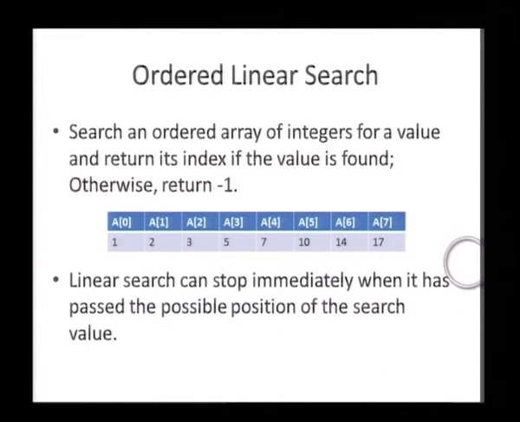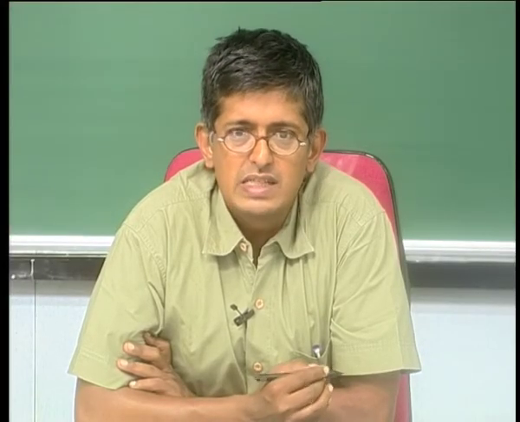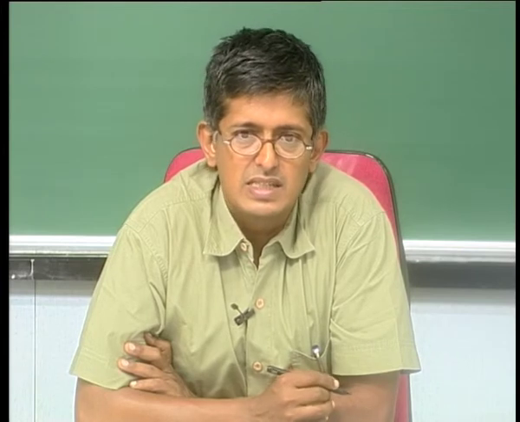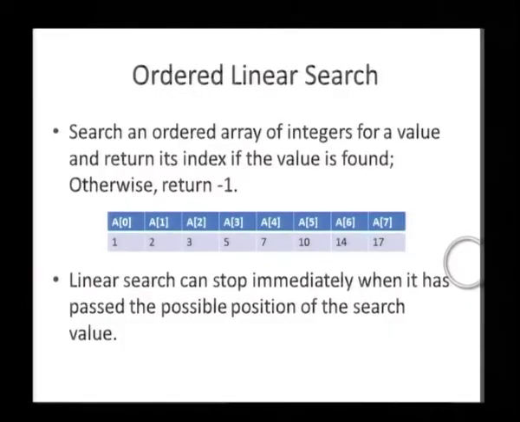and we make assumptions, as we have been making so far, that all the indices are at least as large as 0. So, one of the properties of ordered linear search is that linear search can stop immediately when it has passed the possible position of the search value.